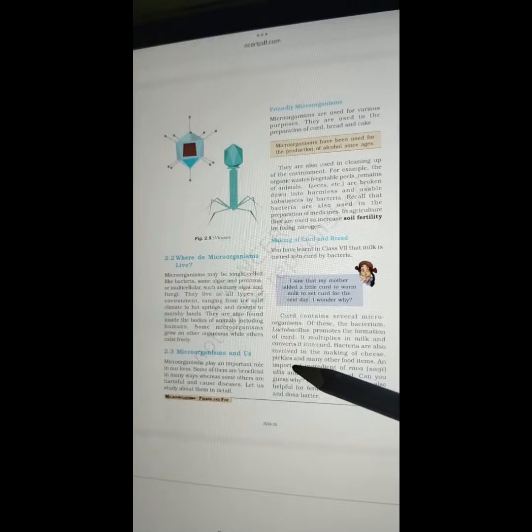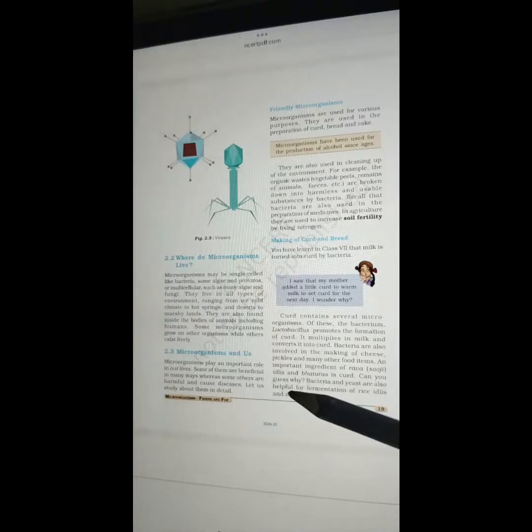Bacteria are also involved in the making of cheese, pickles, and many other food items. An important ingredient of rava, suji, idlis, and baturas is curd. Can you guess why? Bacteria and yeast are also helpful for fermentation of rice idlis and dosa batter.